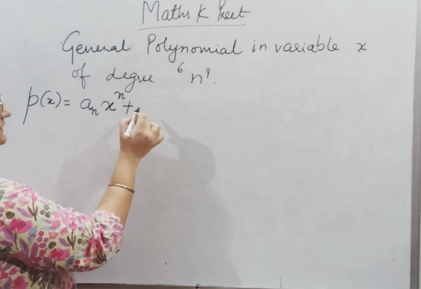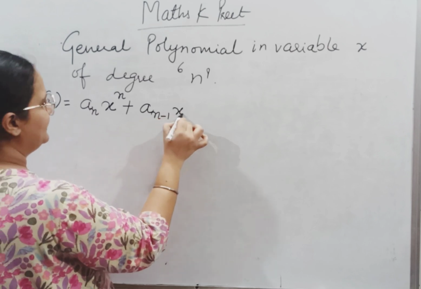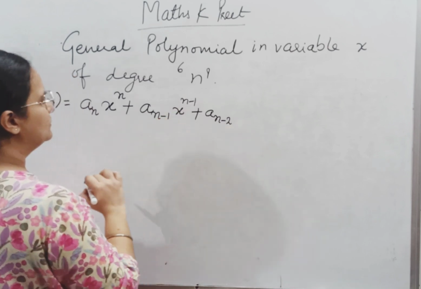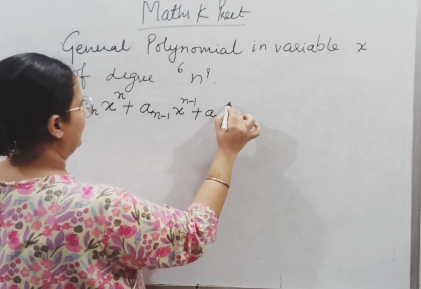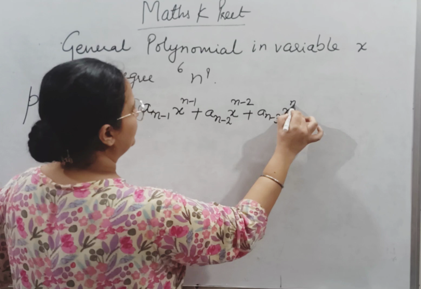Now we will take the next term. We will just minus 1 from the n and write the next term. Next we will just minus 2 from the n and that will give us the third term. We will keep on going like this.